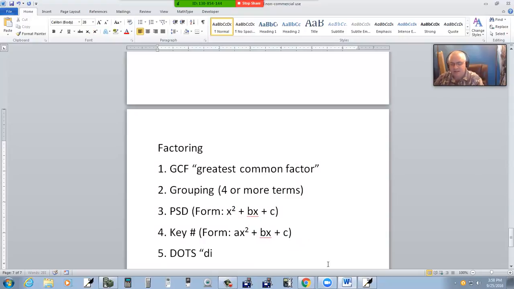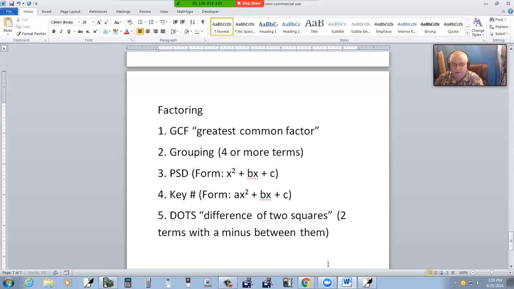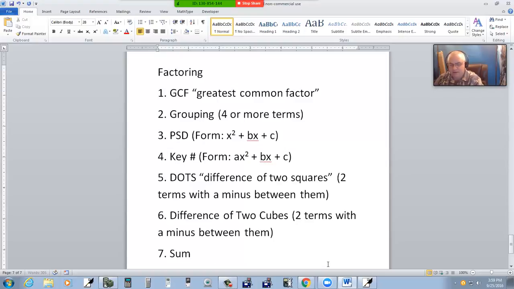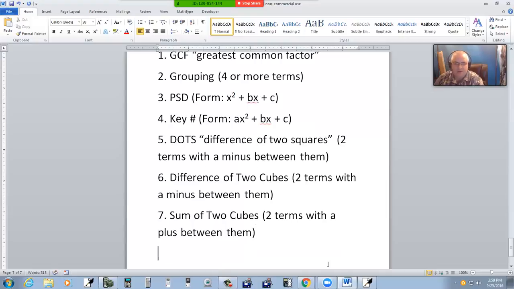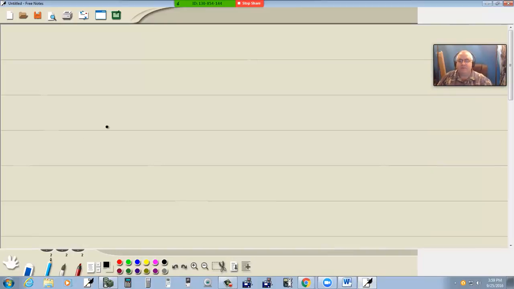Our fifth method is DOTS, and this is difference of 2 squares. And this is when you have 2 terms with a minus between them. Our sixth method is difference of 2 cubes. And this is when you got 2 terms with a minus between them. And our seventh method is sum of 2 cubes. This is when you got 2 terms with a plus between them. Okay, so let's take a look at some examples.